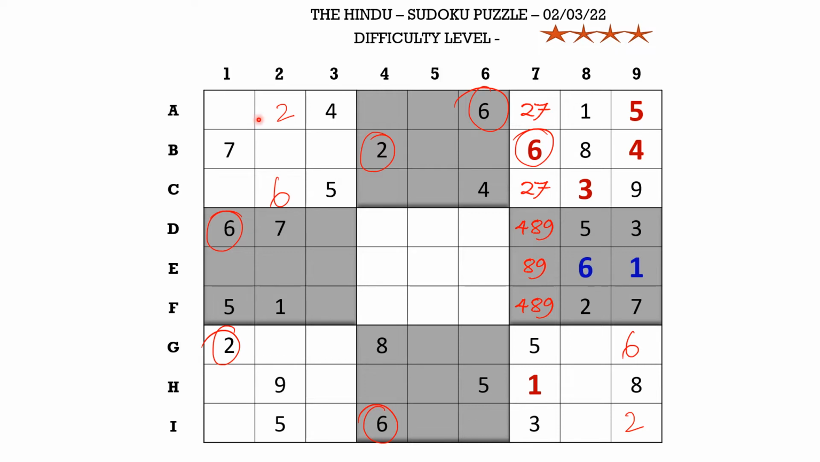Now let's try to fill column 2. There are only 3 missing numbers. You have 8 blocking this cell and 8 here in B row blocking this cell. So E2 is the only cell where 8 can be.